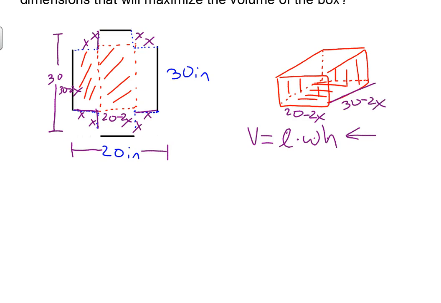And then lastly, when I fold up this length of x to make all these different walls of my box, wouldn't the height of my box just be x? Can everybody see that? So using my diagram, I can say that the volume of this box in terms of x would just be, well, the length would be 20 minus 2x. The width would be 30 minus 2x. And the height is just x.